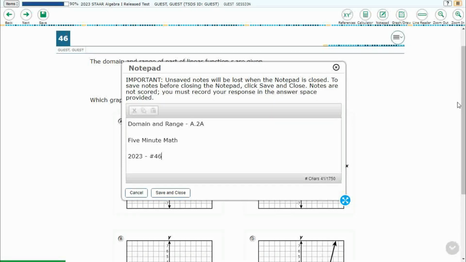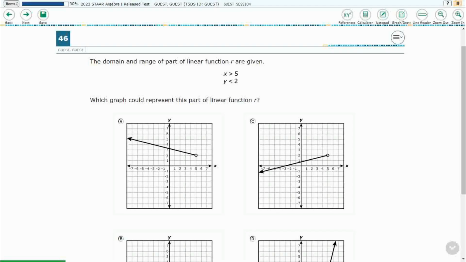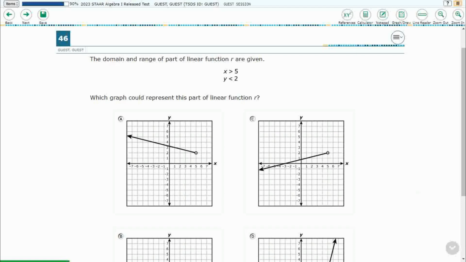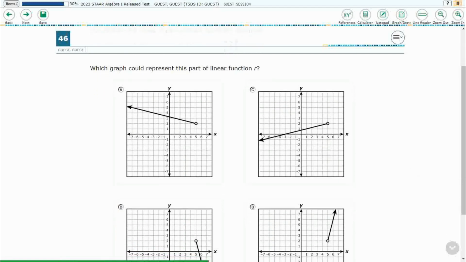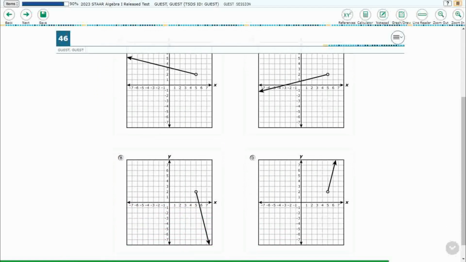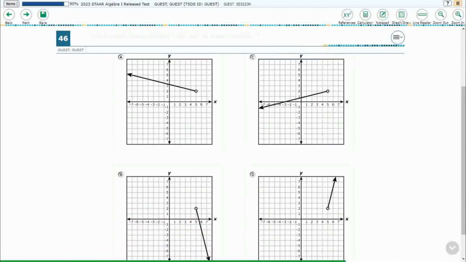Today we are looking at the Algebra 1 concept of domain and range. This is standard A.2A in the great state of Texas, and we are using item number 46 off the 2023 released STAAR test. If you haven't done so already, please go ahead and take a moment to pause the video, work this problem out on your own, unpause it, and we will look at our answers together.